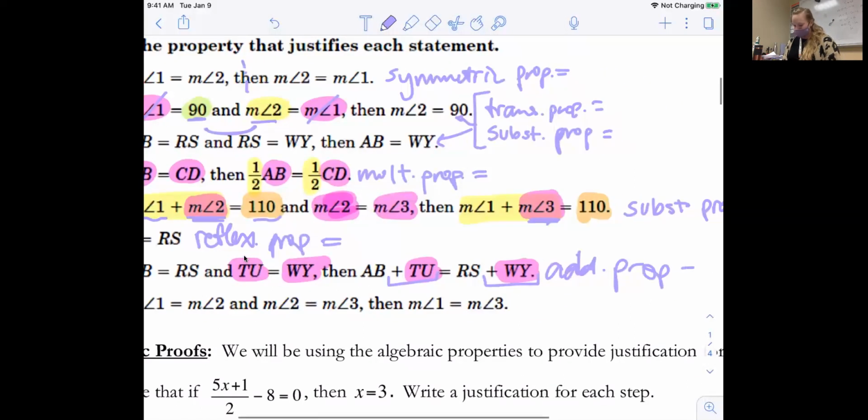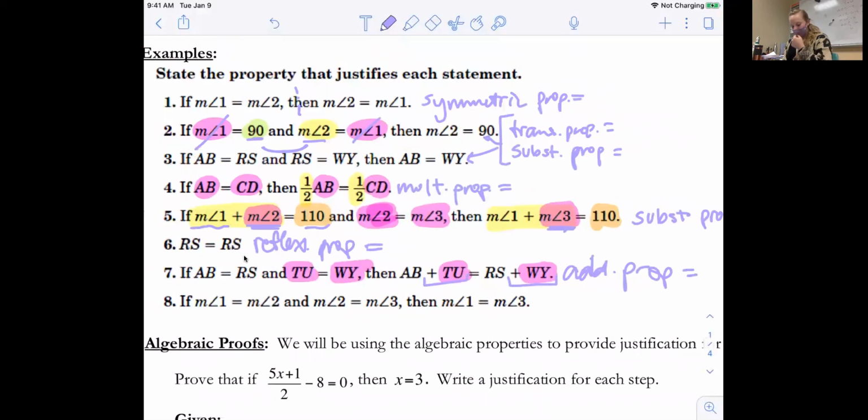And then the last one. If measure of angle 1 equals measure of angle 2 and measure of angle 2 equals measure of angle 3, then measure of angle 1 equals measure of angle 3. What do we think on that one?